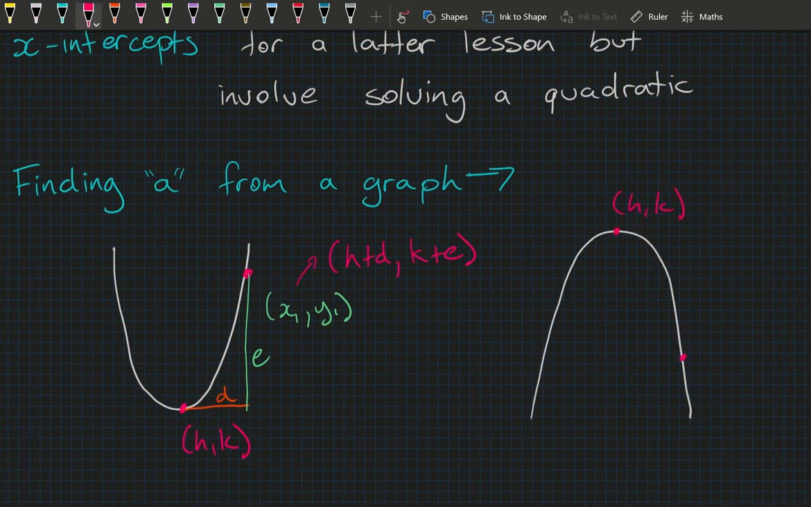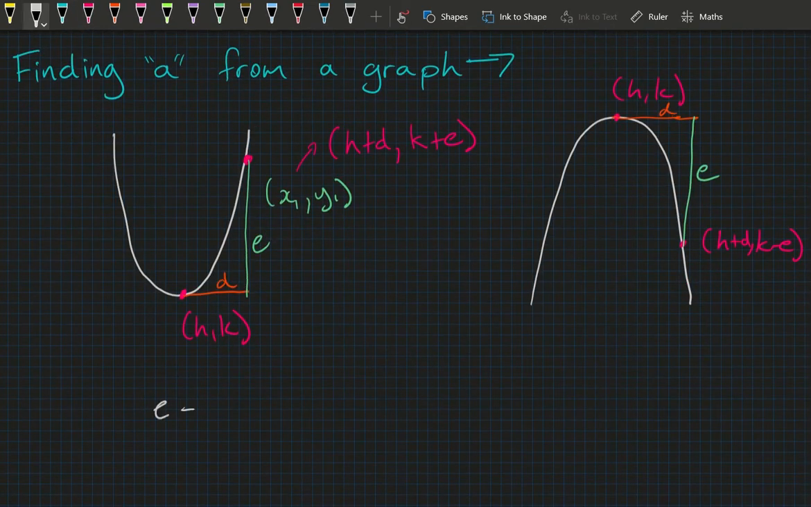And the same is true for a parabola that's reflected in the axes. The only difference is that it's going to be h plus d and k minus e. So this height e is actually going to equal a times the distance d squared. So if I rearrange that, that means that e divided by d squared is going to equal a. So this is how we figure out what a is. Okay, we sub in these values e and d, and a falls out.